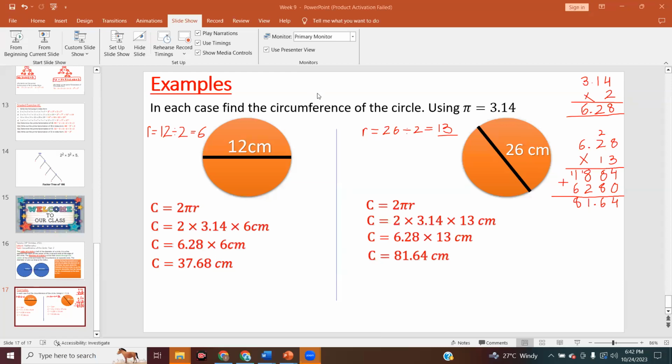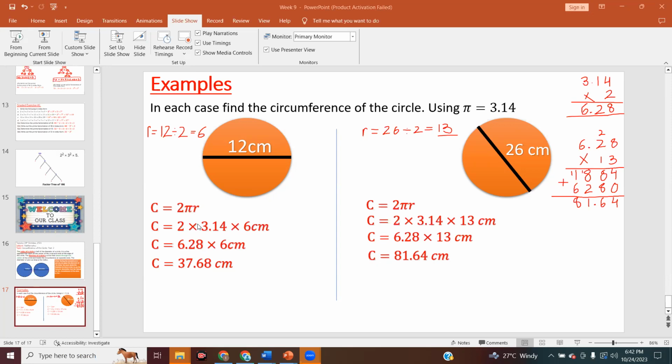So the idea here is that we have 2 pi r. What is r? R is the radius. Now the radius is defined as half of the diameter. So Akirio, what is half of 12? Sure. Half of 12 is 6. So that's why we use 6 here. You see that? Good. Now, then we have to use 2 because that's a part of the formula.